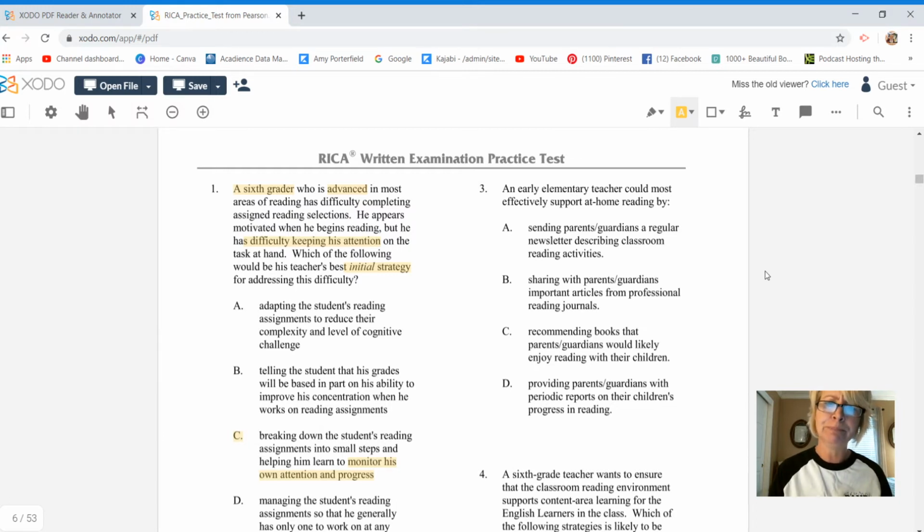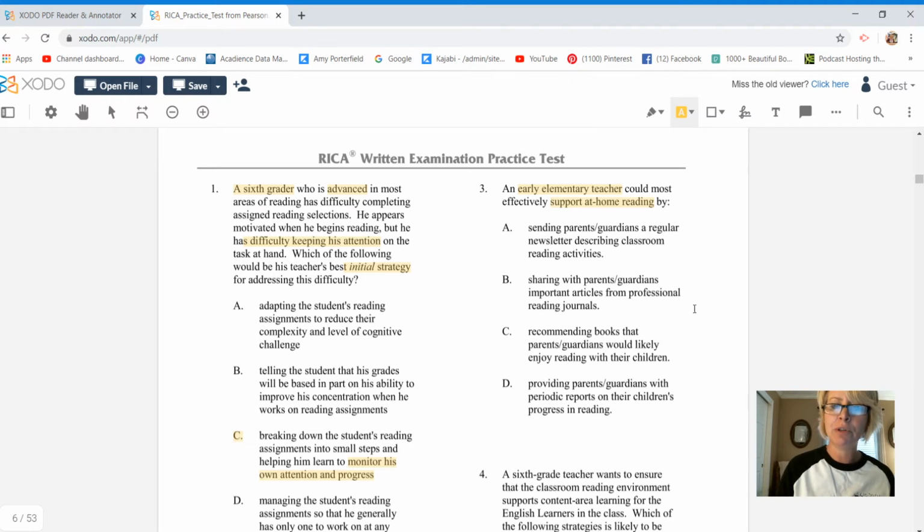All right, number 3. An early elementary teacher could most effectively support at-home reading. Okay, so we're trying to help parents here. We're supporting at-home reading, and we're talking about primary teachers because we're talking about early elementary teachers. What do we do to support at-home reading? A, sending parents and guardians a regular newsletter describing classroom reading activities. Although I like this, is that the best method for supporting at-home reading? Maybe. Let's leave it and see.